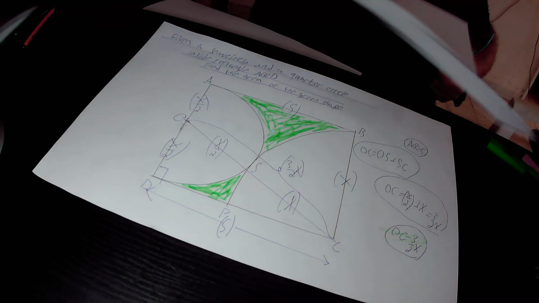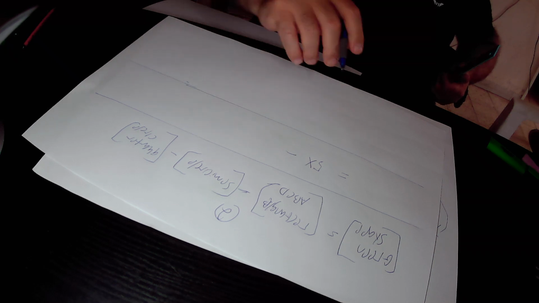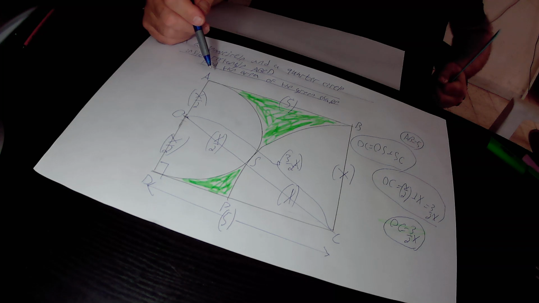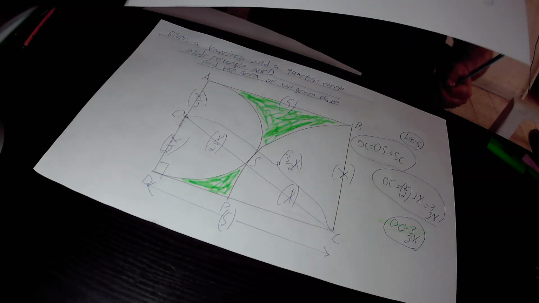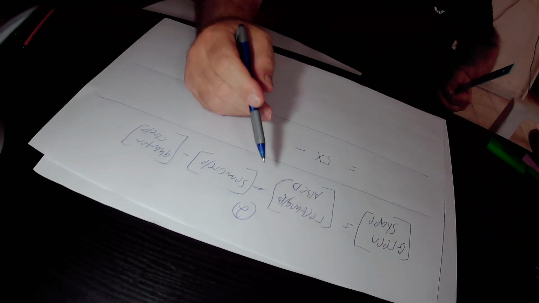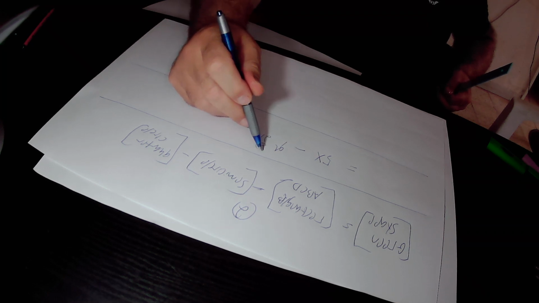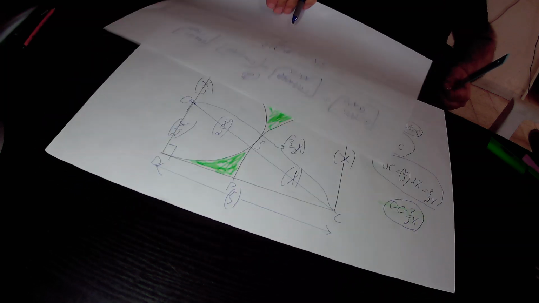So again, the area of the green shape equals 5x minus the area of the semicircle. What is the area of this semicircle? We know that the radius of this semicircle is x over 2. Therefore, the area equals pi times (x over 2) squared divided by 2, minus the area of this quarter circle.